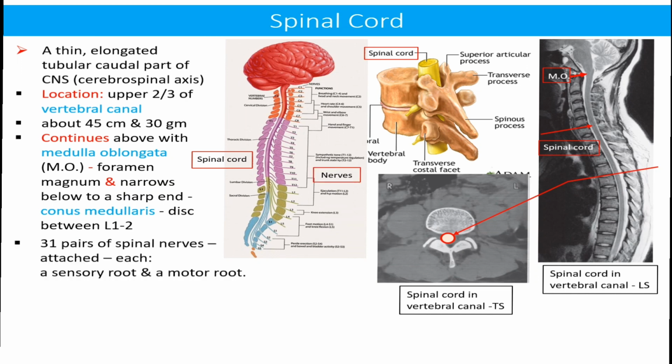There are 31 pairs of spinal nerves which are attached to the spinal cord. Each of these nerves is attached through a sensory root and a motor root. Spinal cord functions as, number one, connection. It provides connection between brain and spinal cord for the stimuli. And number two, it functions as a simple reflex center.